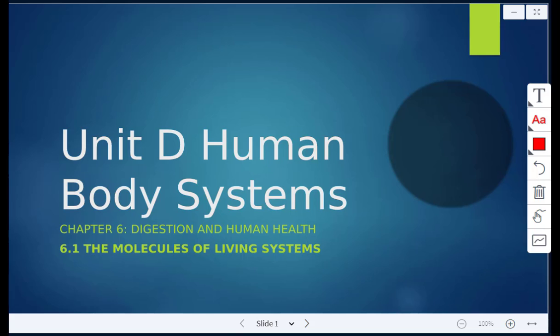All right, so this unit is Unit D, Human Body Systems. It's our last unit, and it is worth the most from all 4 units. So the first chapter, chapter 6, is digestion and human health. 6.1 is the molecules of living systems.